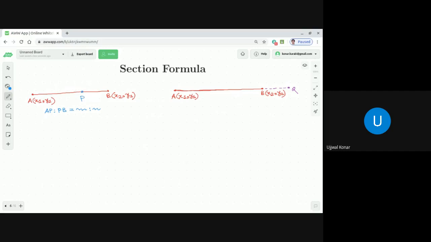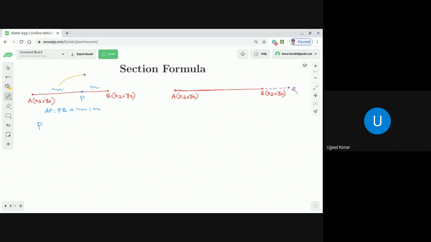Then this point is unique, correct? It is impossible to find any other point in between the line segment AB which divides the line segment AB internally in the ratio M is to N. It should be the only point P. So now as we uniquely identified the point P, we can find the coordinates of the point P. What is the coordinate of the point P, you know, dear students? In this one, AP is to PB is equal to M is to N. There's a technique to remember. So let me tell you.